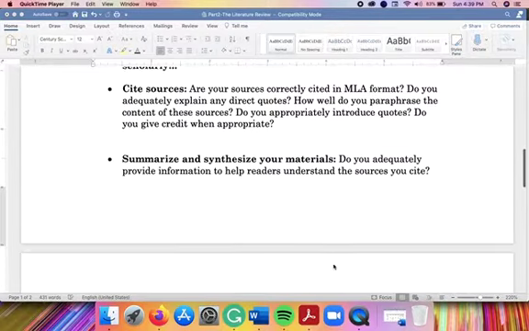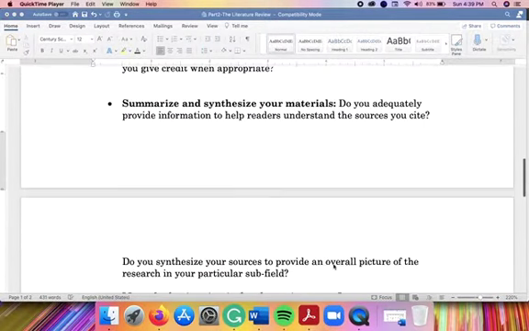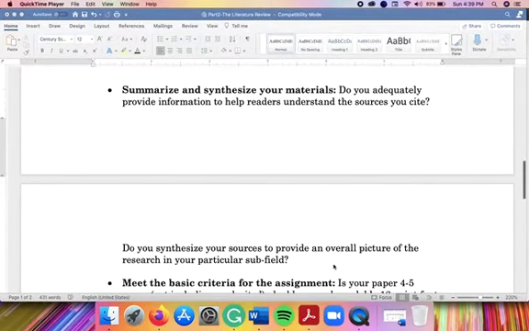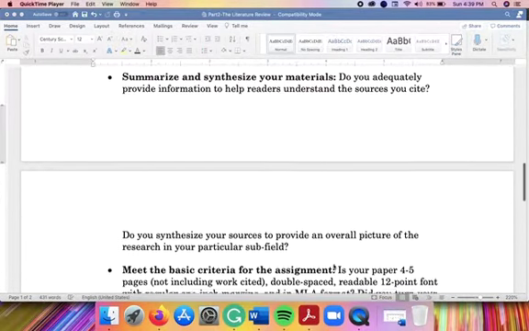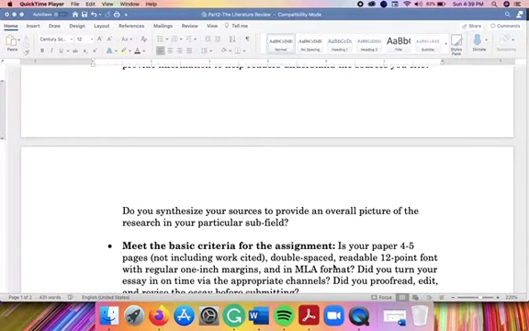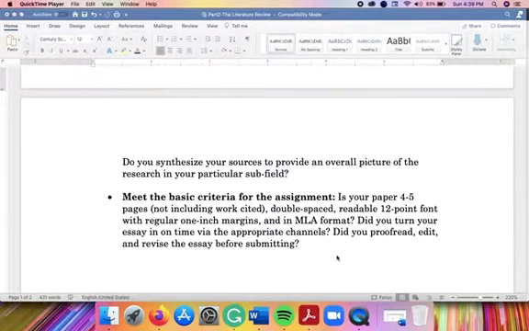Do you adequately provide information that helps the reader understand the sources you cite? Do you synthesize your sources to provide an overall picture of the research in your particular subfield? So again, making sure you are giving as much context as possible and giving the fullest picture and showing how those sources are in conversation with one another is a good thing. Do you meet the basic criteria for it? The MLA criteria is what we're using.